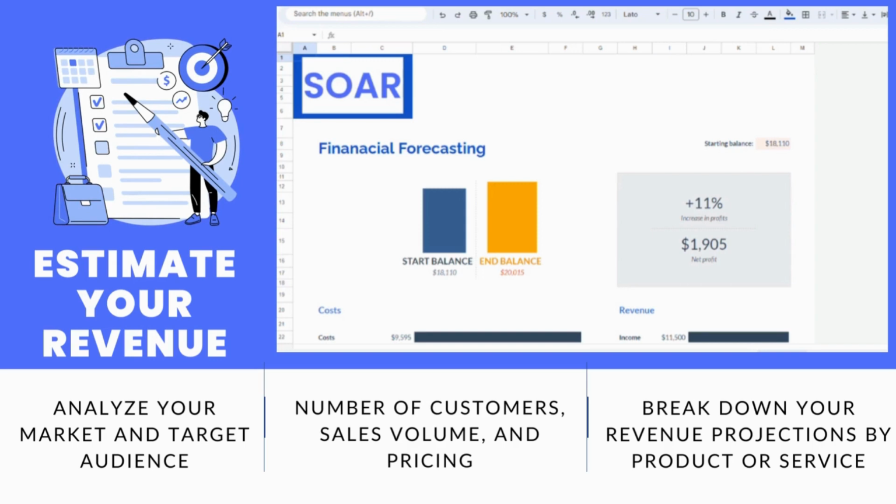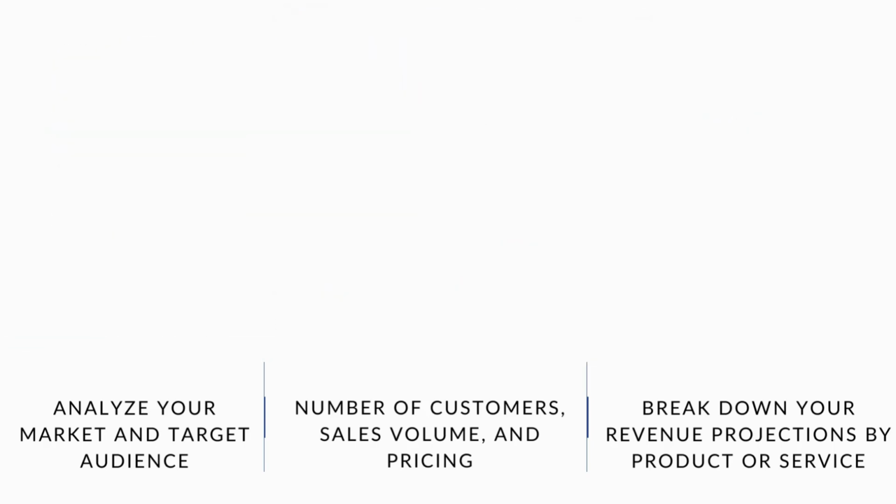Start by analyzing your market, competition, and target audience. Based on this information, make reasonable assumptions about the number of customers, sales volume, and pricing. Break down your lines of revenue by product or service categories if applicable.